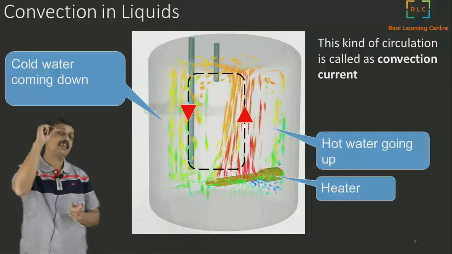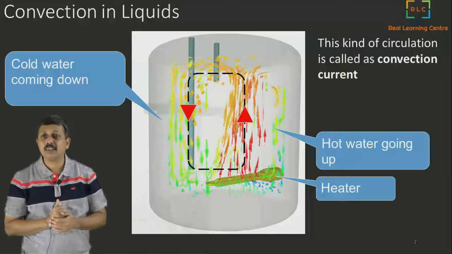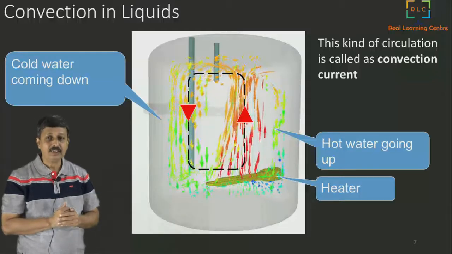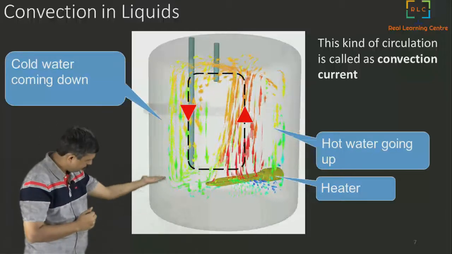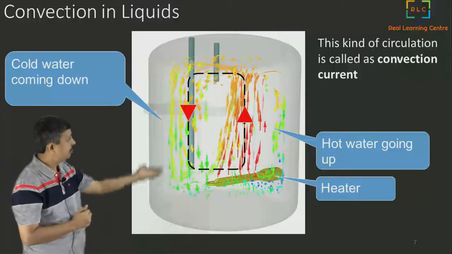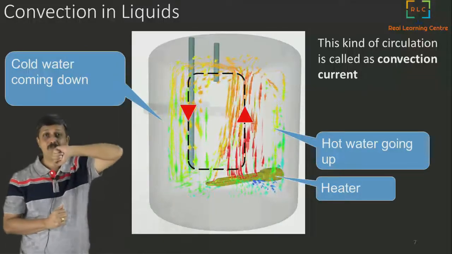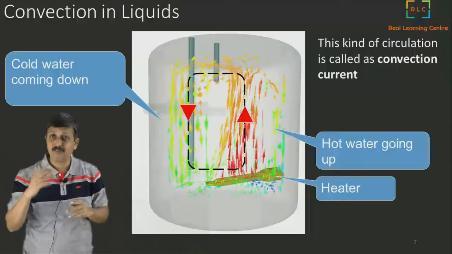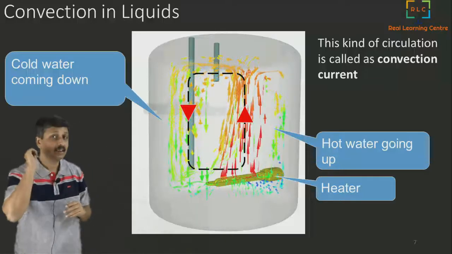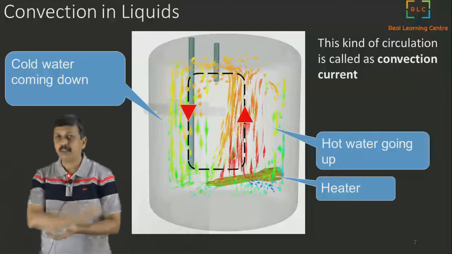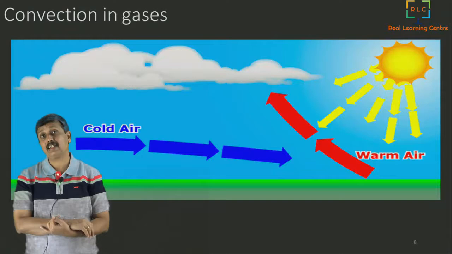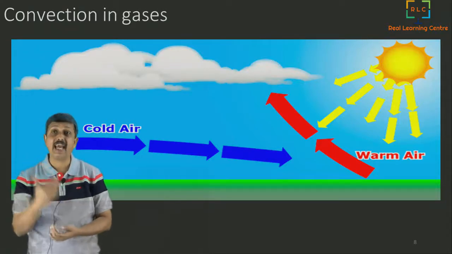So here is a small thought-provoking question. Instead of fixing that coil at the bottom of the drum, let's say I fix the coil at the top of the drum. So will our water heater or the geyser still work? Will the convection current set up? Think about it.